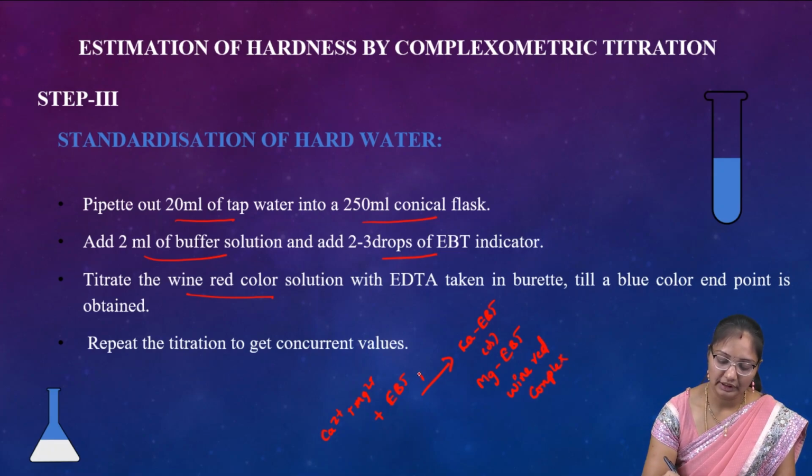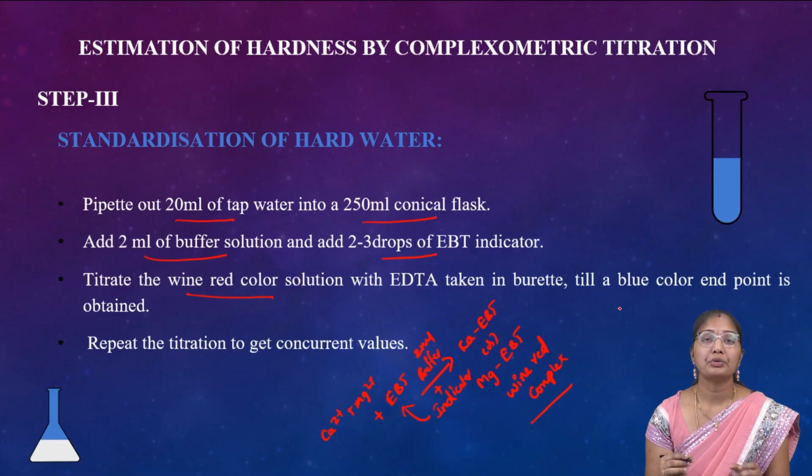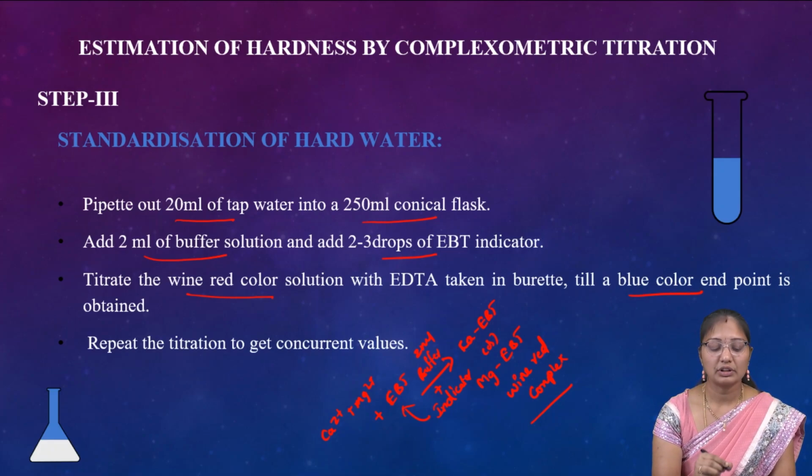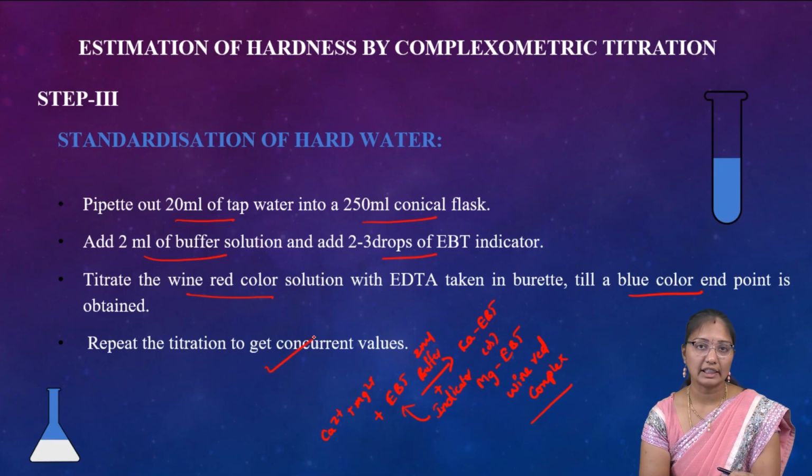This happens only in the presence of 2 ml of buffer plus indicator. Here also indicator. So the wine red complex is formed. Then we have to titrate with the standardized 0.01 M EDTA solution until the blue color of the solution is formed. This has to be repeated to get concurrent values.